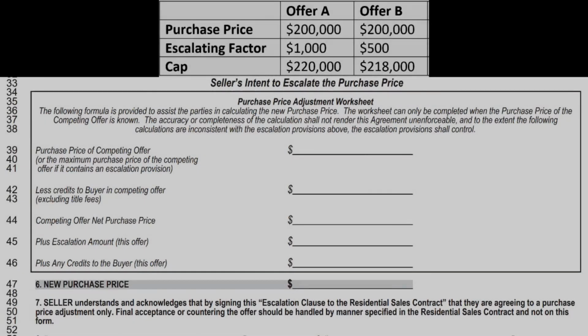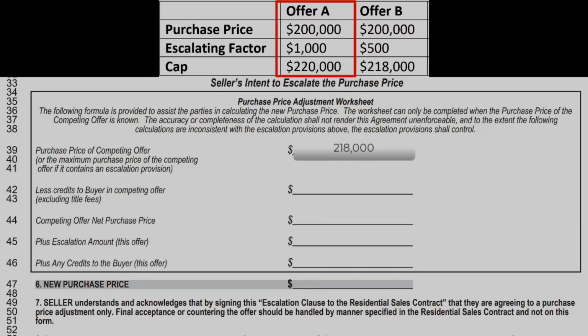So for example, if a seller receives two offers, offer A and offer B, both are for $200,000 as the original purchase price on page 1 of the contract. One has an escalating factor of 1,000 and caps at $220,000, and offer B has an escalating factor of 500 and caps at $218,000. In scenario 1, the seller would like to choose offer A. So in this case, you would fill out the worksheet.